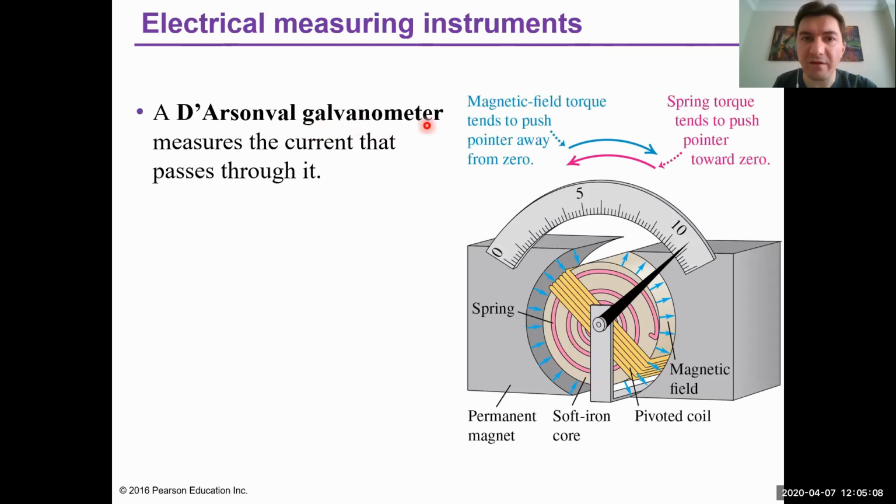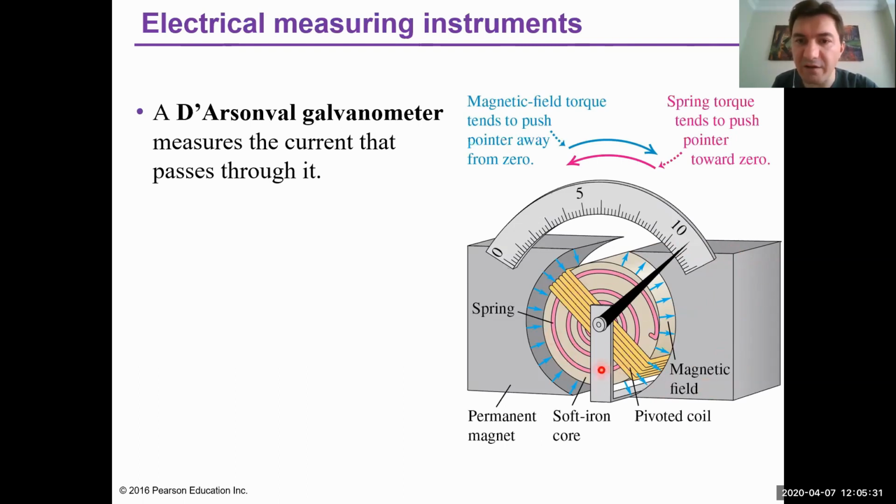So now let's have a look at the working principle of the D'Arsonval galvanometer. This type of galvanometer measures the current that passes through it. So look at the picture here. I will try to explain from the basics. If you have any question, please let me know. Here we have a permanent magnet. This is a magnet, and this is also a magnet. This is shown by the gray color.